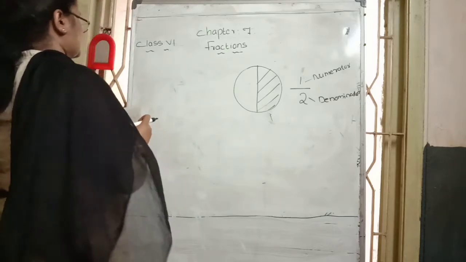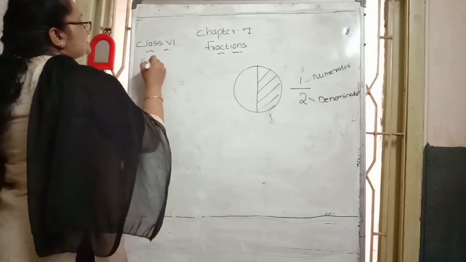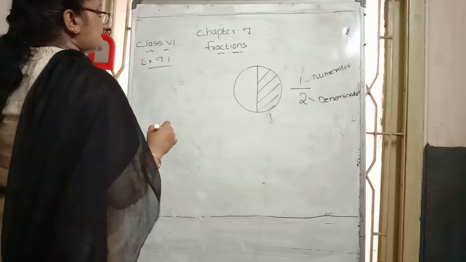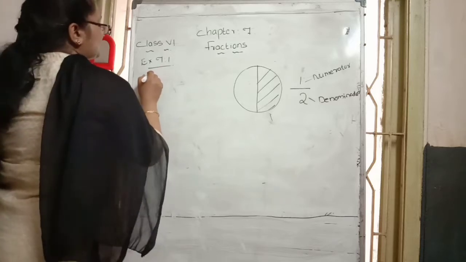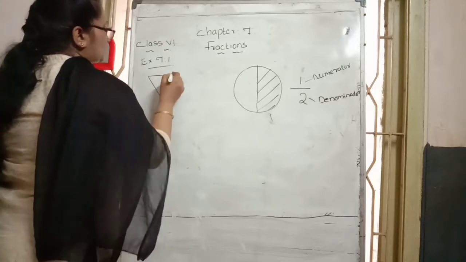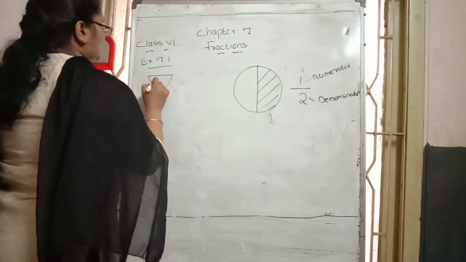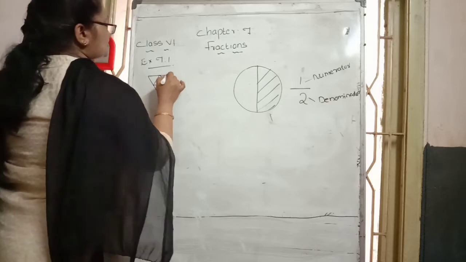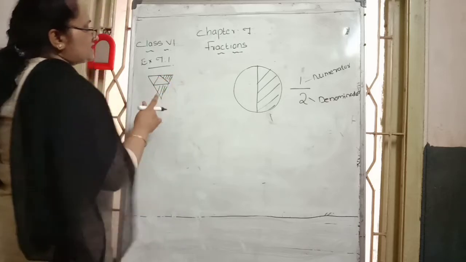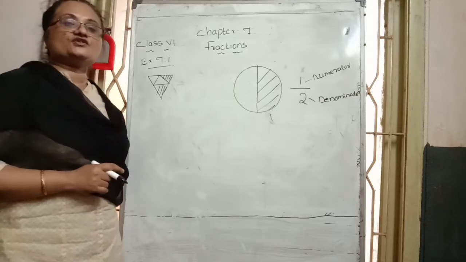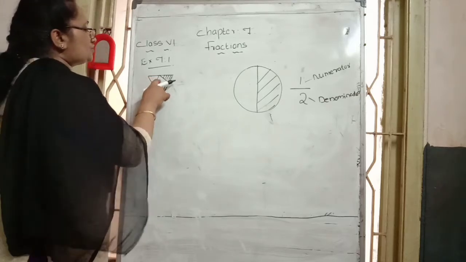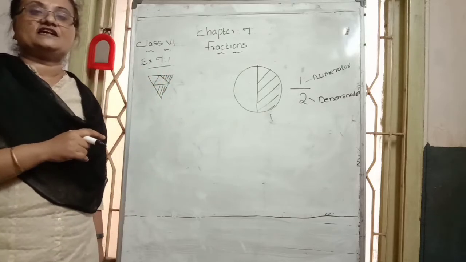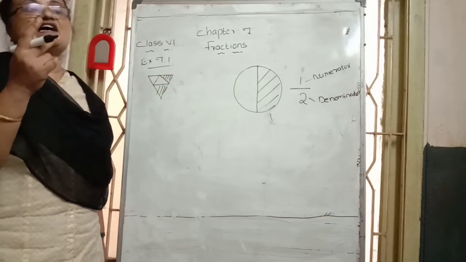The next one here, see exercise 7.1. In exercise 7.1, the first part tells us that in this diagram, the full diagram is divided into some parts and some parts are shaded. How do we say that? Here, total it is divided into how many parts? 1, 2, 3, 4 parts. In those 4 parts, how many are shaded? Shading there, 2 parts are given.